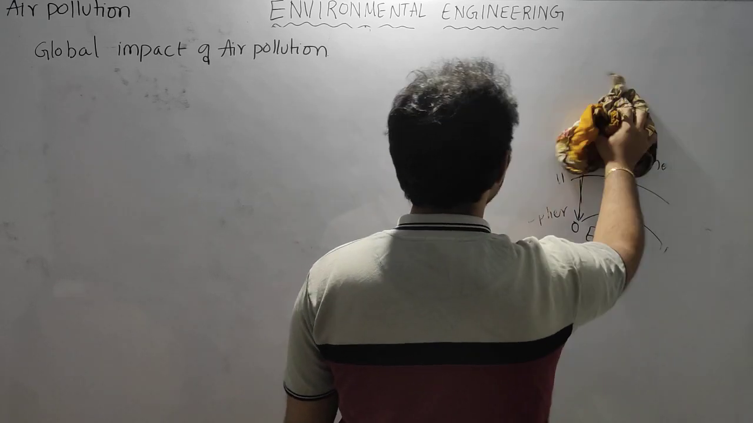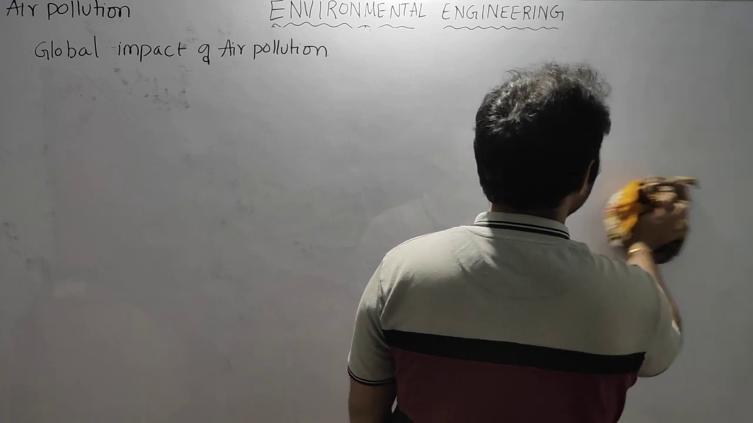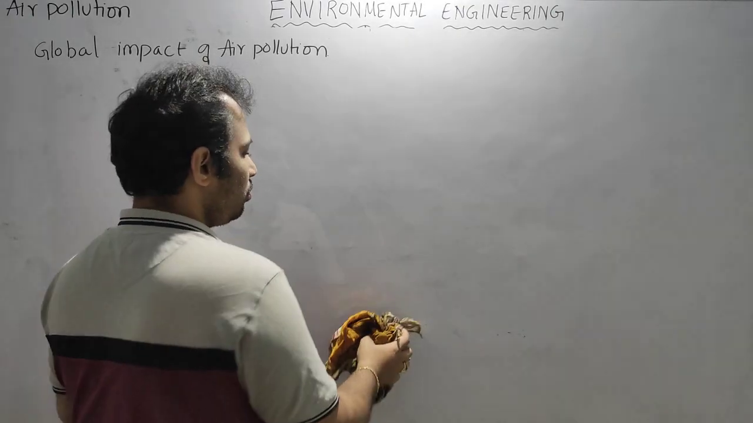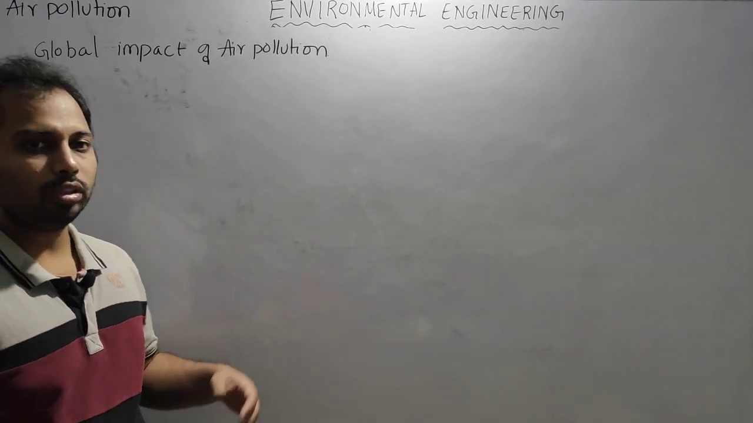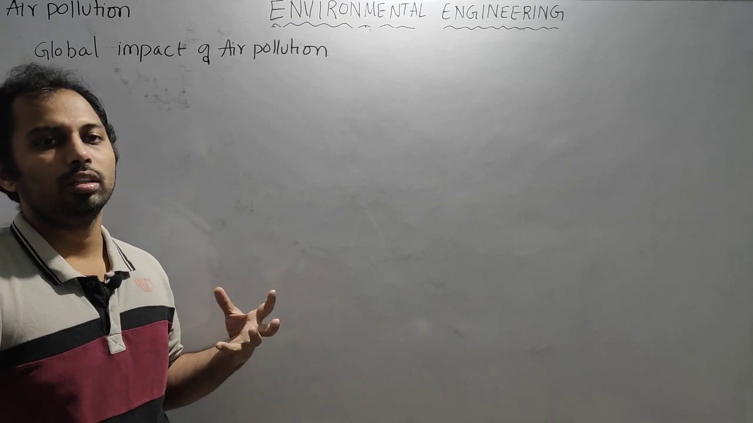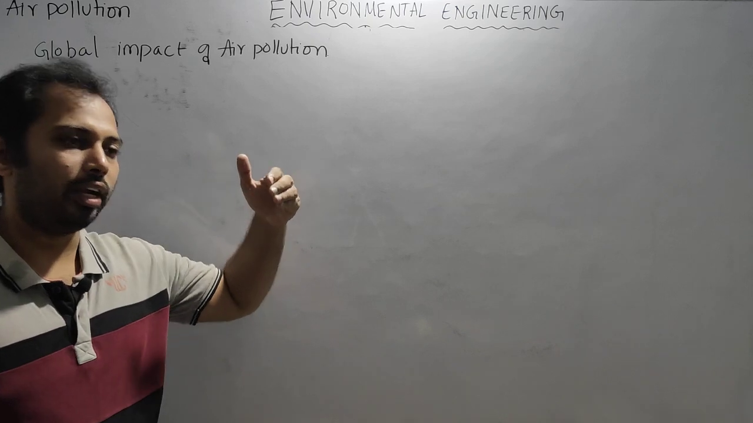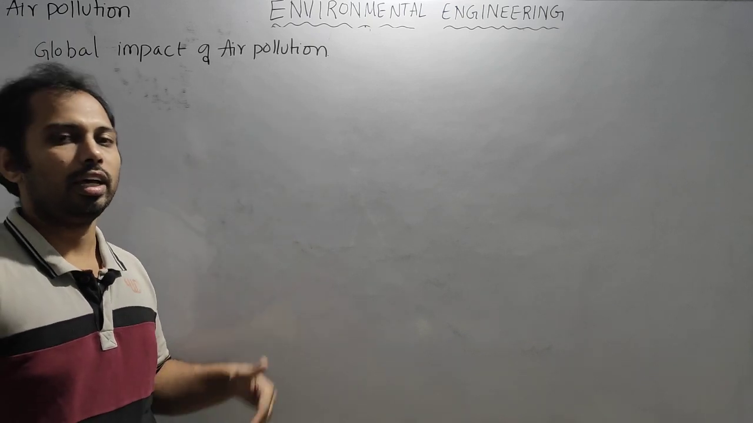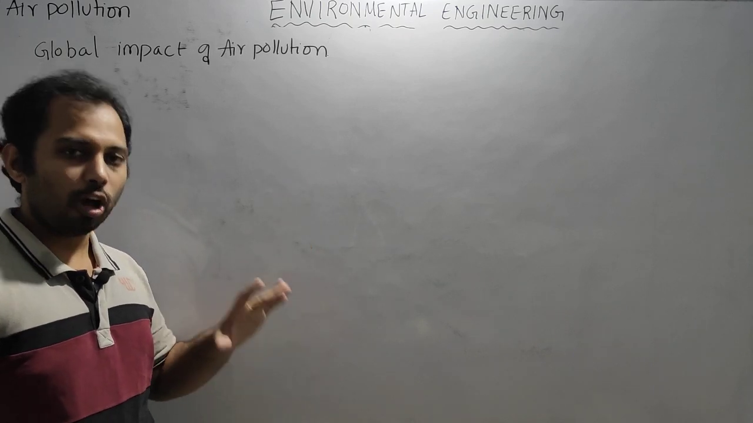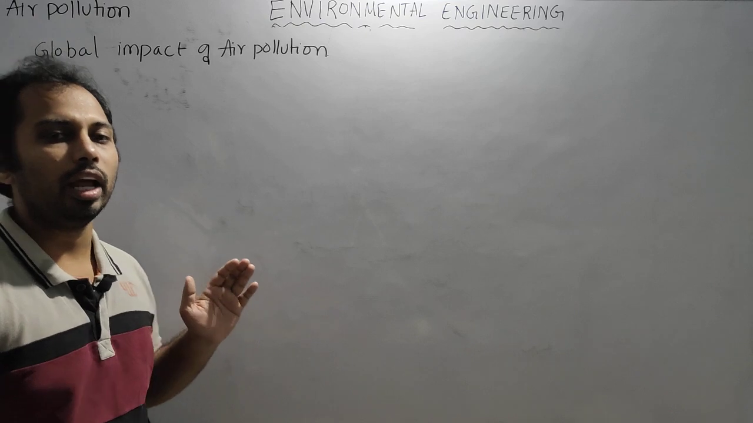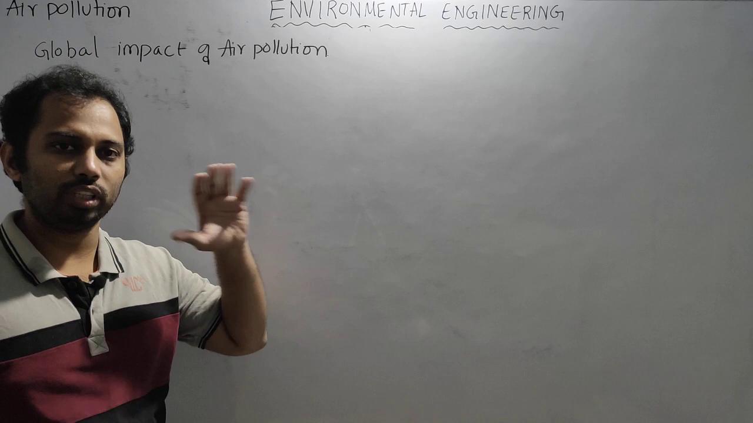Why is this global warming happening? Because of the presence of greenhouse gases. What are the greenhouse gases? Generally, greenhouse gases have a higher heat absorption capacity. When a sunlight ray hits the Earth's surface, it reflects back. Normal gases will let that ray out of the environment so that the temperature of the Earth does not get affected.